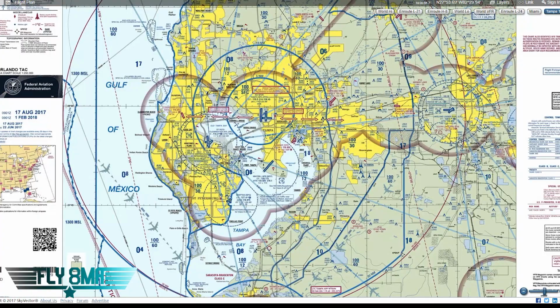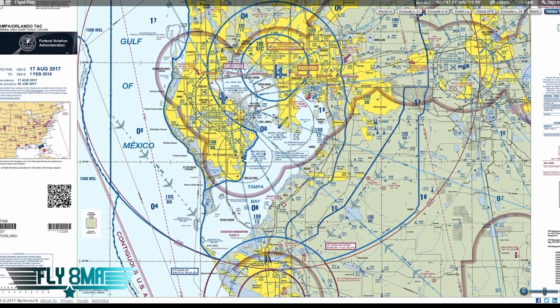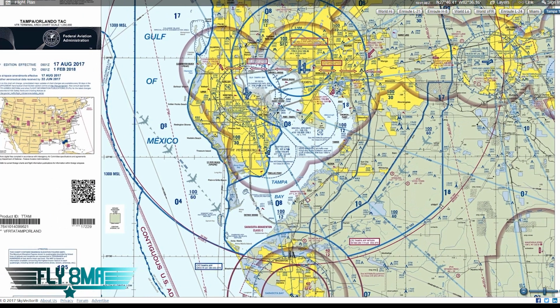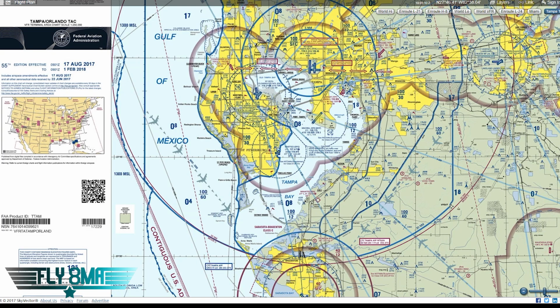A few of these main things we want to look at are going to be VFR corridors, these little magenta arrows going across the screen, along with arrival routes. Obviously, a TAC chart, terminal area chart, is in the terminal area of a very busy airport. So in this case, Tampa Airport.